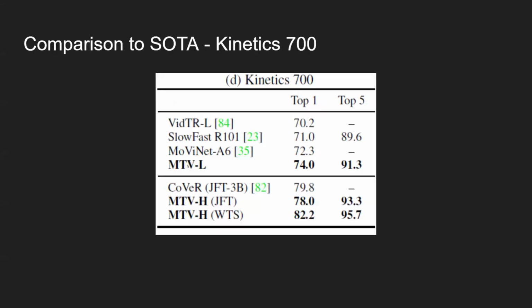And in the Kinetics 700 data set, similar behavior can be noticed. One thing to notice is that CoVeR JFT is using a 3 billion data set and has achieved a top one accuracy of 79.8%, whereas the MTVH, which is only using the JFT dataset, has come close to 78%, and the WTS dataset has actually outperformed the CoVeR one. Now coming to the SSV2.